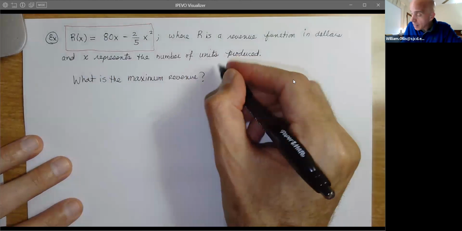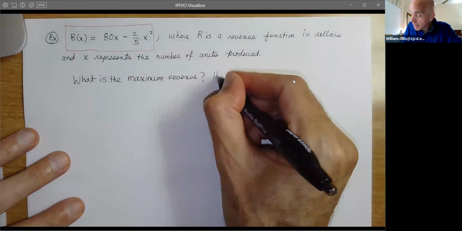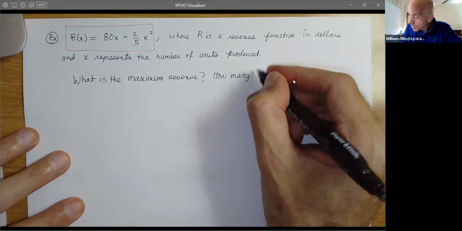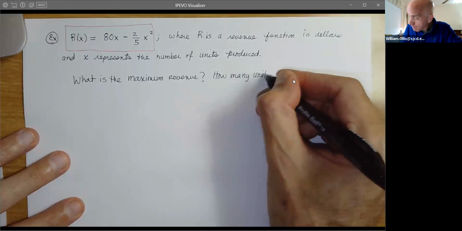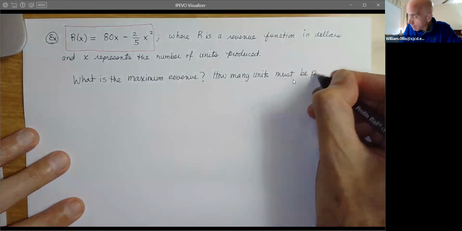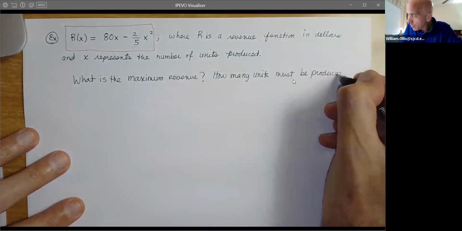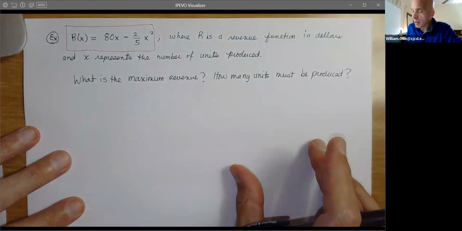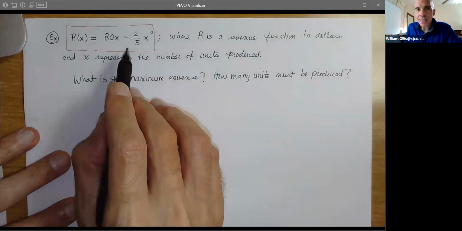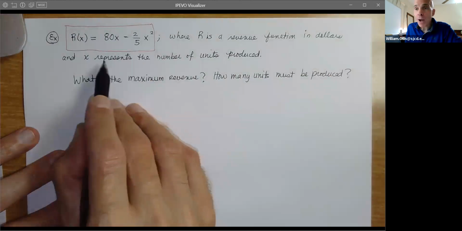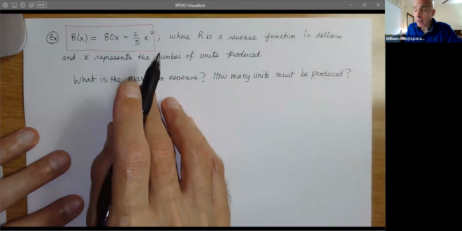And then we say, how many units must be produced? Now, the thing about this type of problem is, if you recognize what kind of function you have initially, then the problem is straightforward.